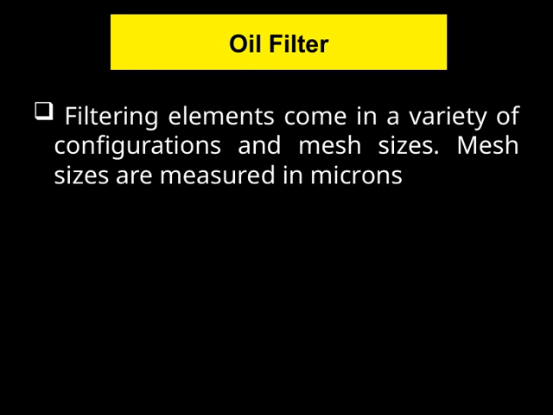A smaller micron rating means the filter can capture finer particles, which is crucial for protecting sensitive components or ensuring cleaner fluids. For example, an oil filter with a fine mesh will remove more contaminants, helping to extend the life of engines and machinery. So, understanding these variations helps us choose the most effective filter for each situation, reinforcing the overall importance of proper filtration in maintaining system performance and longevity.